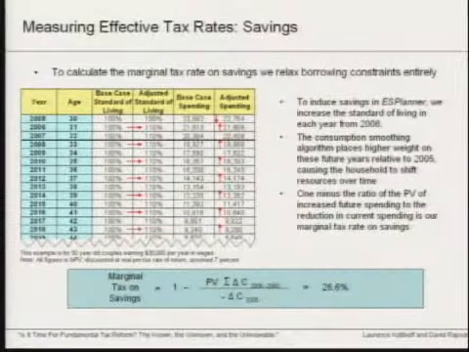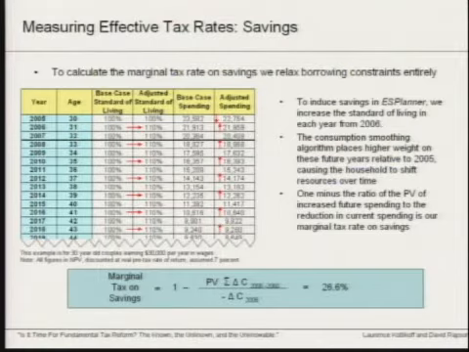Okay, the second type of tax rate that we estimated was the marginal effective tax rate on savings. And here, this is actually a little bit of a simpler calculation. All I did here was adjust the standard of living from 2006 through the end of the life, so that it would induce the household to defer consumption away from today and throughout the remaining periods.